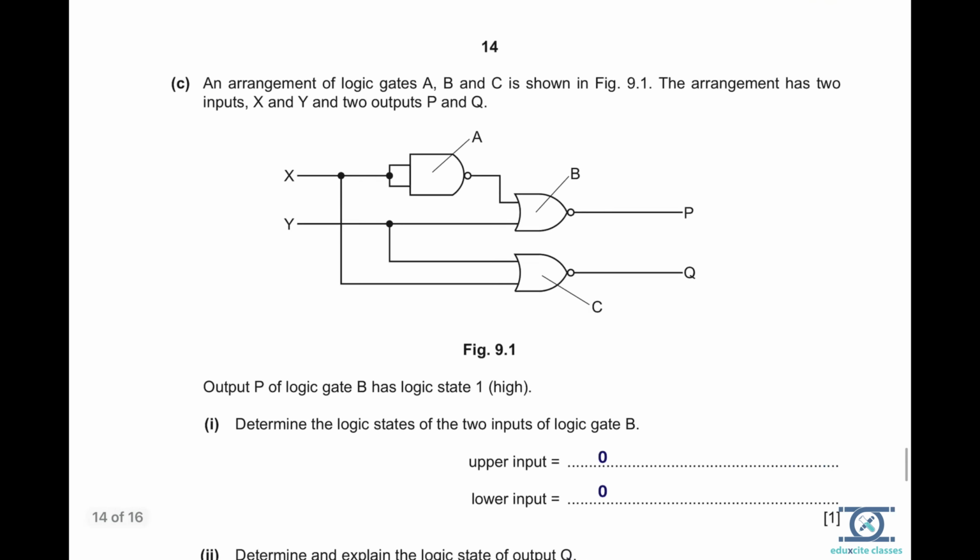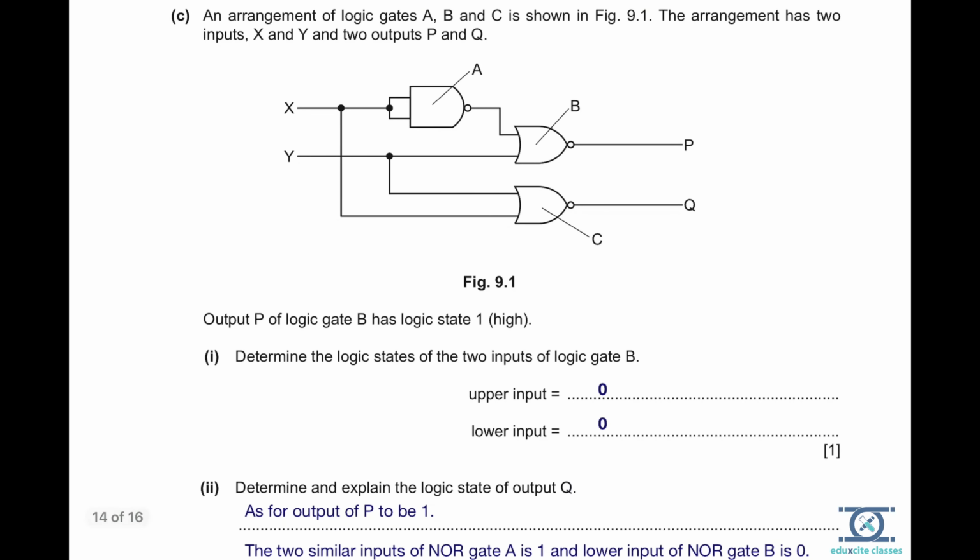Okay, now the C part, it's a very good question. There are some logic gates arranged as shown in figure 9.1. There are two inputs X and Y and two outputs P and Q. For output P, the logic gate B has logic state 1, high. Are you getting my point? For output P of logic gate B, the state is 1. So we have to calculate what the upper input and the lower input of the logic gate B will be.